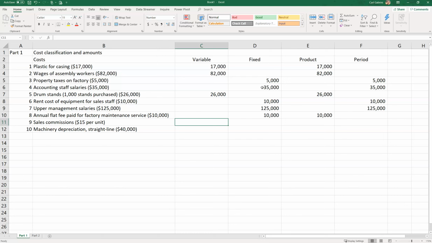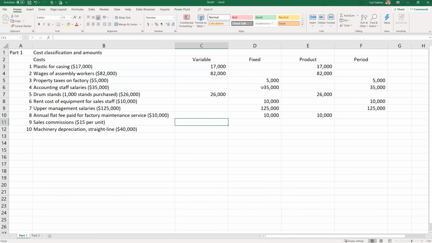The key is, and we'll get into this in parts 3 and 4, which are more of the analysis: what's the difference between variable and fixed, product and period, in terms of managing costs? That's where the question comes in.